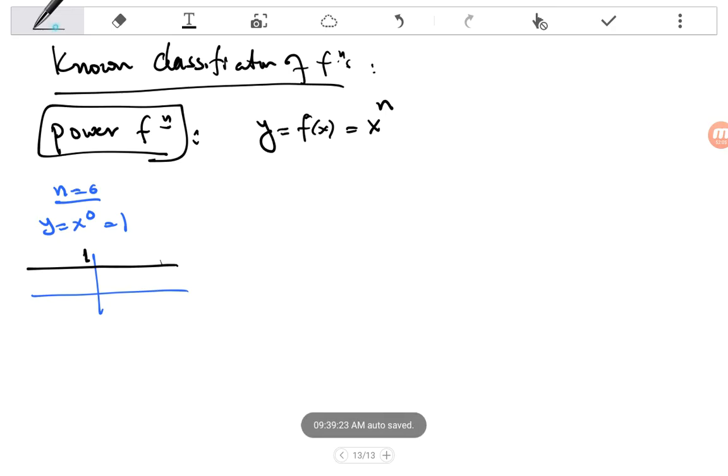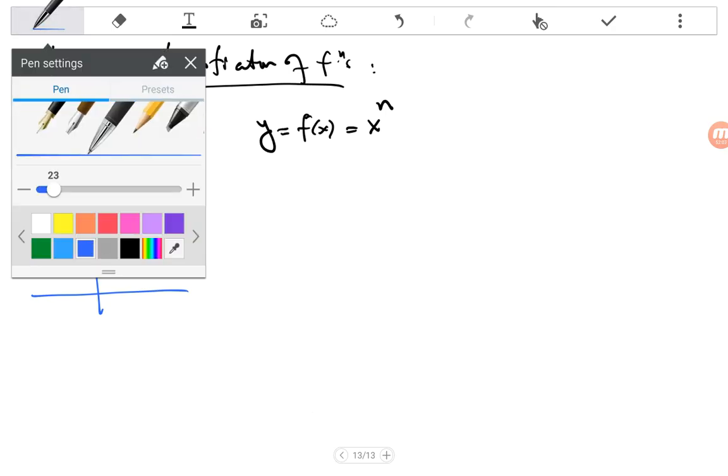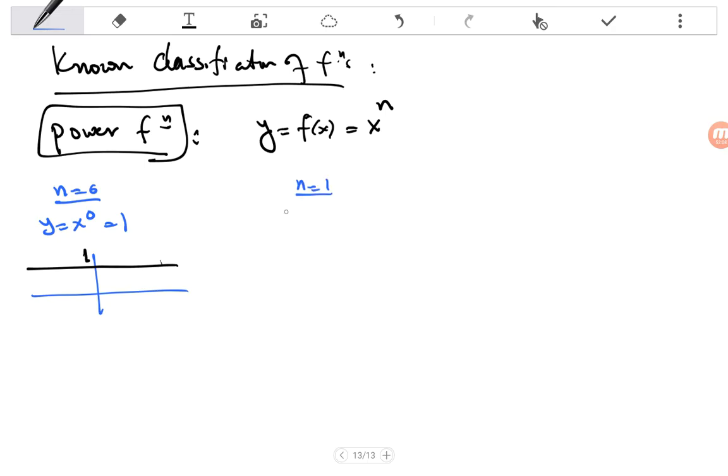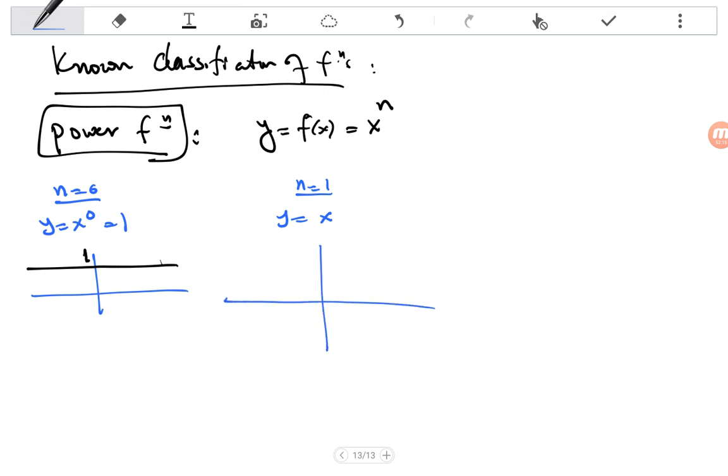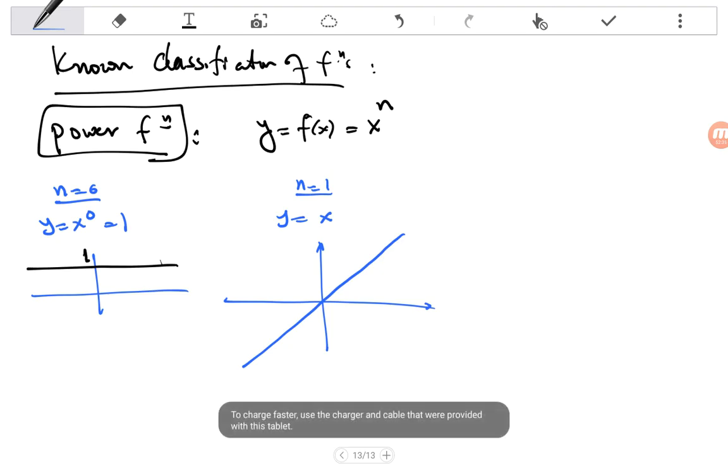For n equal 1, that will be y is equal to x power 1. Y is equal to x, that is a straight line which goes through the origin like this. Y is equal to x is just expressed in this way.